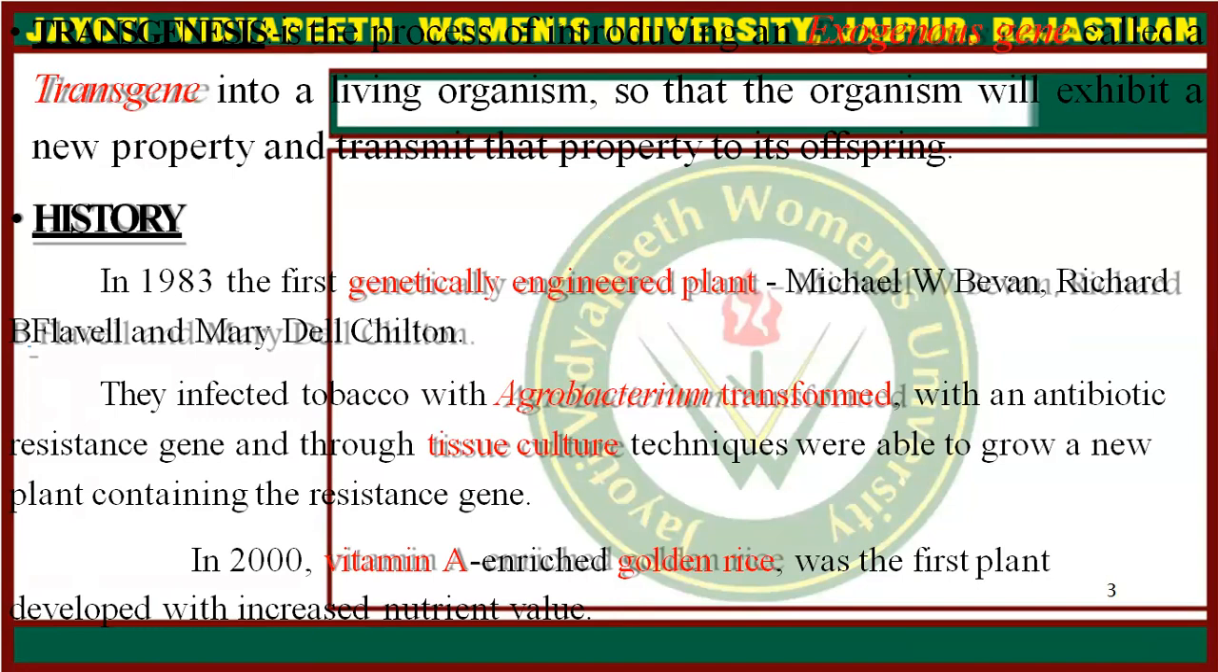In 1983, the first genetically engineered plant was developed by Richard Flavell and Chilton, and they infected tobacco cells with the Agrobacterium transformed with an antibiotic resistance gene, and through tissue culture technique were able to grow a new plant containing the resistant gene. In 2000, vitamin A enriched golden rice was the first plant developed with increased nutrient value.